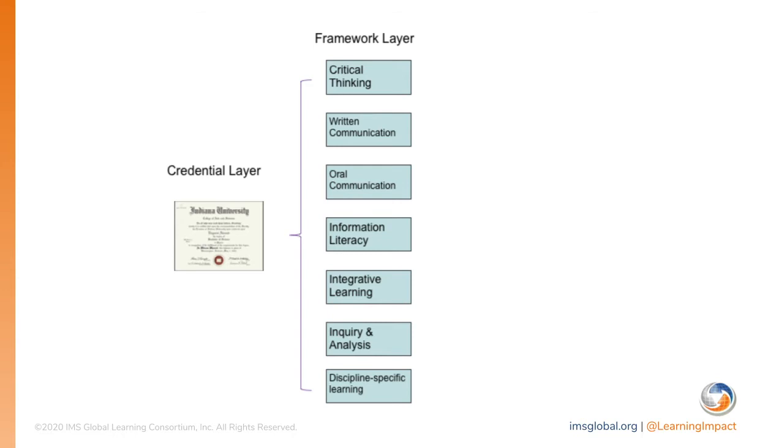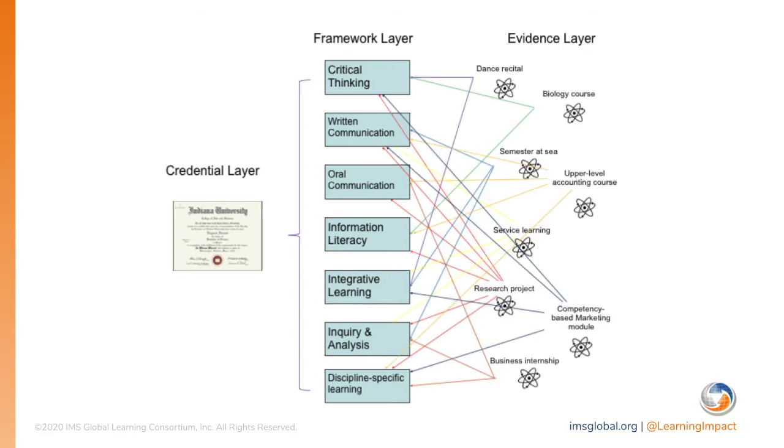And then when we go underneath that, you want to ask the question, well, how did they earn these things? What did they do to achieve these? And this is where we get into the tremendous amount of mapping that can go on underneath this. All of these in the evidence layer that you see here are just hypothetical examples of how the student might have achieved that learning. It could be co-curricular, it could be curricular, it could be a semester at sea, which is a type of internship that the student does. Could be through service learning, academic research, could have even been a competency-based marketing module that the student completed, even through another institution that they brought in and completed towards their degree. But all of these then get mapped towards these framework layers.